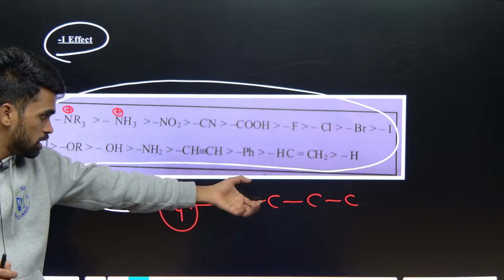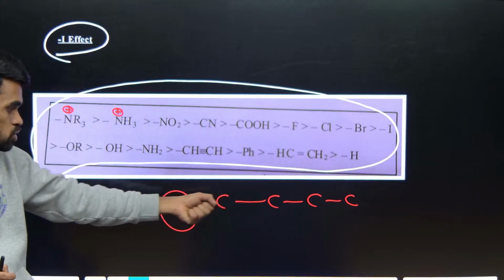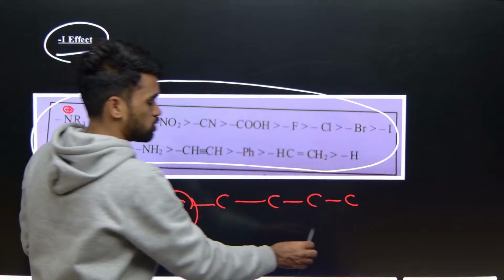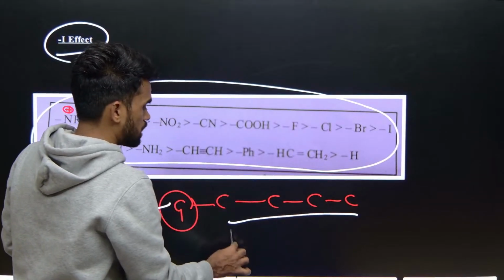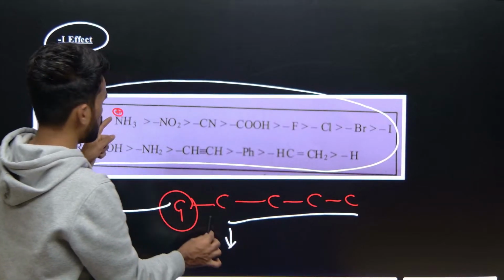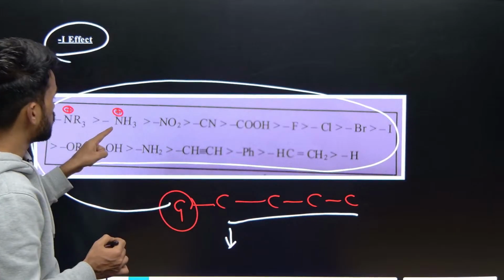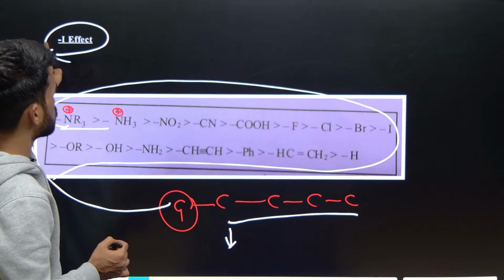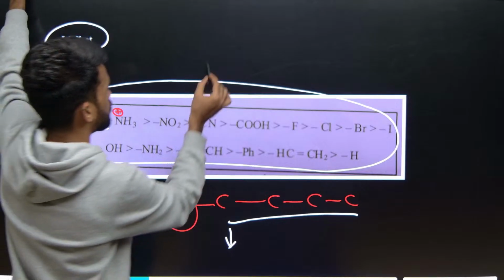So if they are withdrawing electrons from the chain, what happens to the electron density in the chain? Electron density in the chain decreases when we have these electron withdrawing groups, those are minus I groups. Okay, let me show you one example question for this.